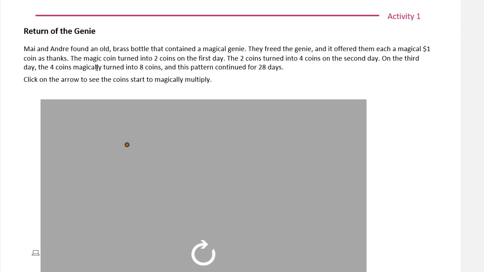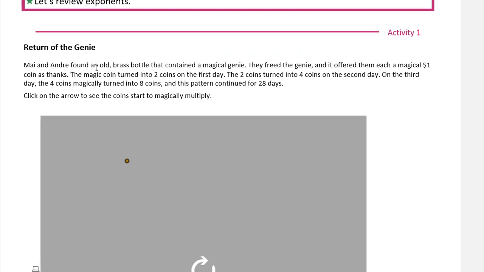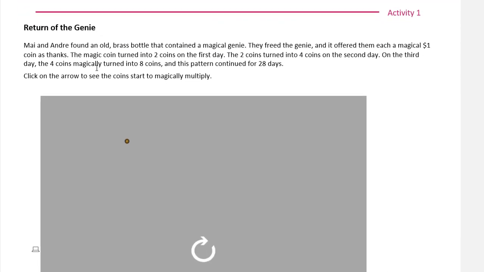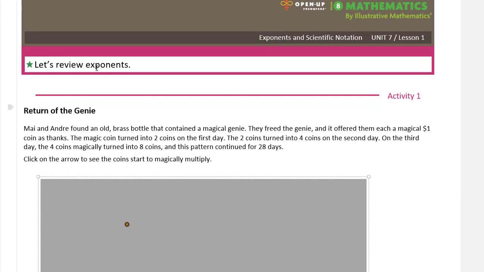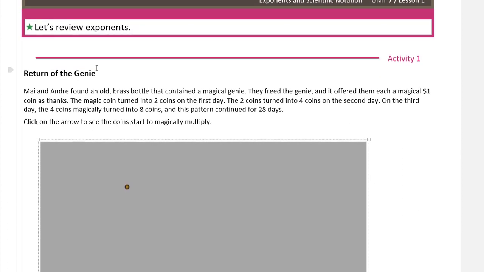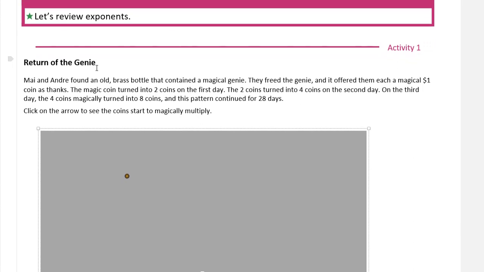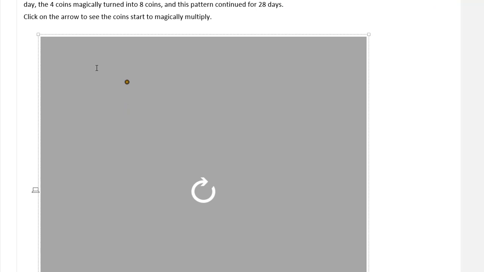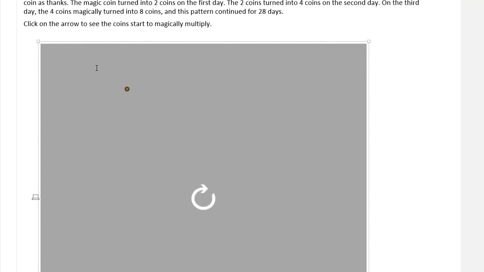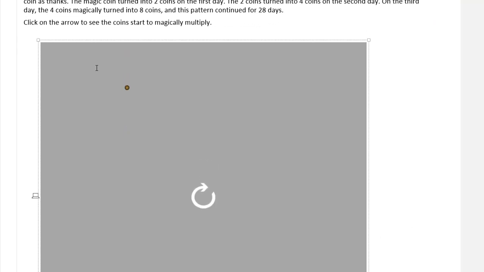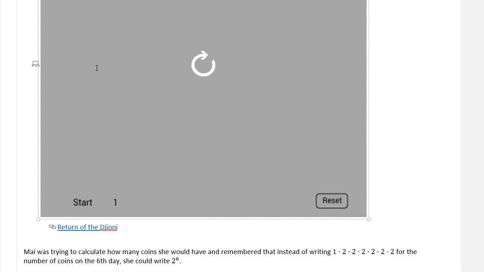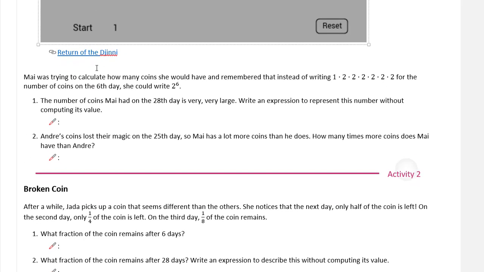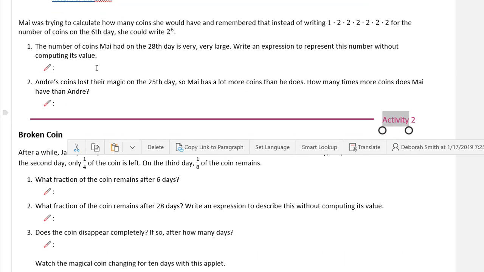We've got an example here in the lesson, reviewing exponents is the point of this lesson. May and Andre found an old brass bottle that contained a magical genie. They freed the genie and it offered them each a magical dollar coin as a thanks. The magic coin turned into 2 coins on the first day. The 2 coins turned into 4 coins on the second day. On the 3rd day, the 4 coins turned, magically, into 8 coins. And this pattern continued for 28 days. May was trying to calculate how many coins she would have.